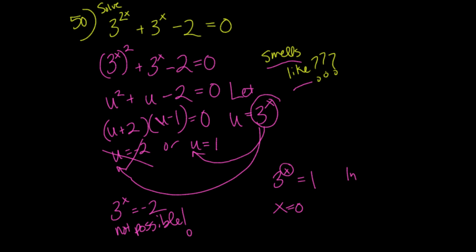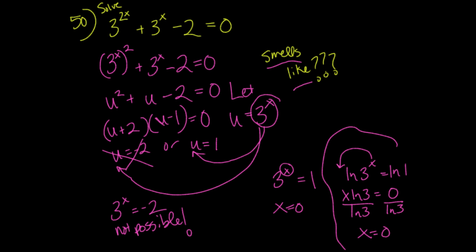If you want to apply the natural log, you'd have ln of 3 to the x equals ln of 1. ln of 1 is 0. So you're going to bring this x out front, so you have x natural log of 3 equals 0. Divide both sides by natural log of 3. That gives you x equals 0. So that's just an alternative, or just by observation, you can say that x must equal 0.